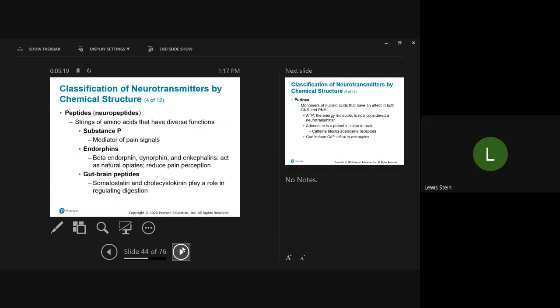These are also interesting, and these have to do with what are called neuropeptides. So they're typically short chains of amino acids, maybe 8 or 9 amino acids, typically. Very diverse functions. Substance P. We don't even give it a name at this point in time. We know it has a certain association with pain signals.